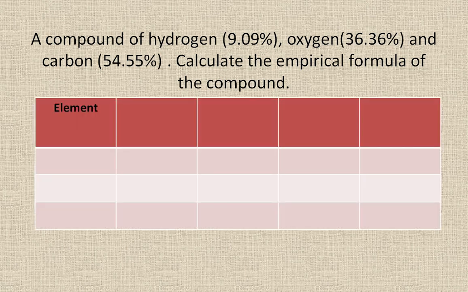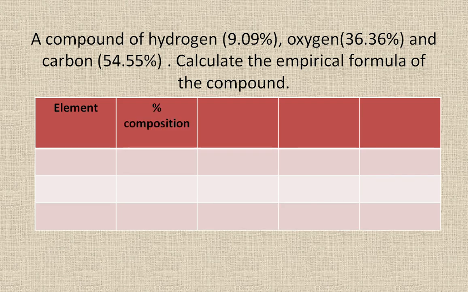For this, first of all, we'll make a table which will consist of 5 columns. In the first column, the heading will be element. Second one, percentage composition, followed by atomic weight, followed by atomic ratio, and the last one, simplest atomic ratio. This is the format by which all these empirical formula calculations will be done. So let's complete this one.